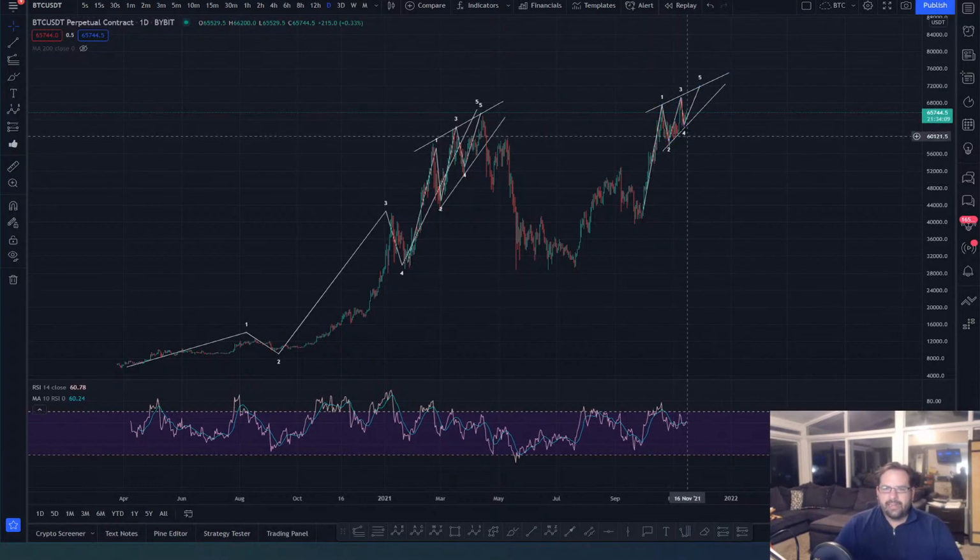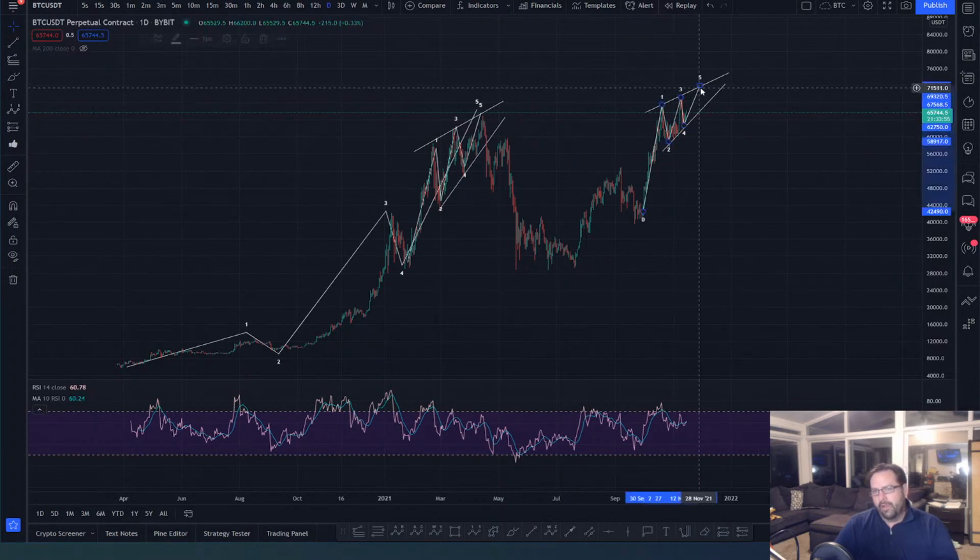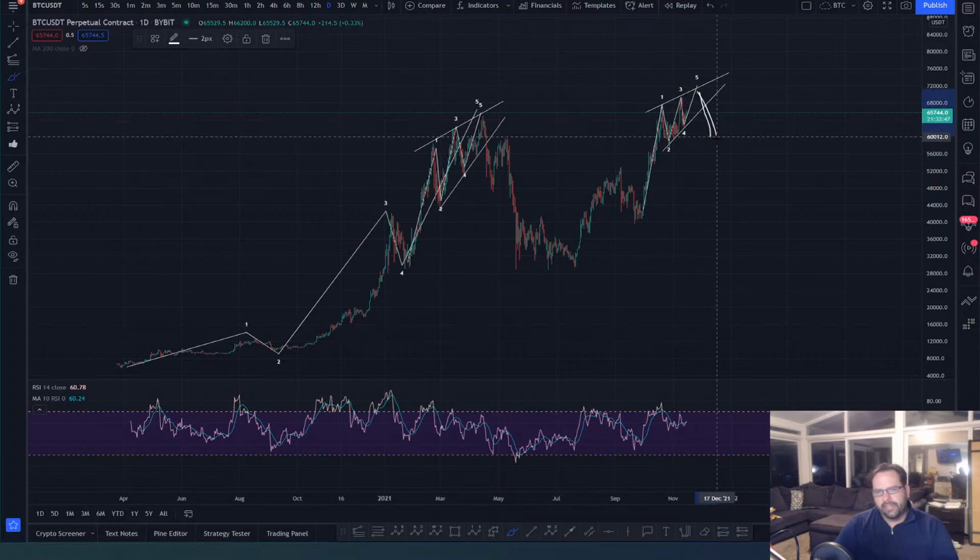I'm not inclined to this count. I really am not. But let's just say this is correct and we do get some kind of an ending diagonal like this. That means we would be expecting, out of that 5-wave move, an impulse down, a 5-wave move to the downside that would break straight down out of that. It would be a pretty straight down move.